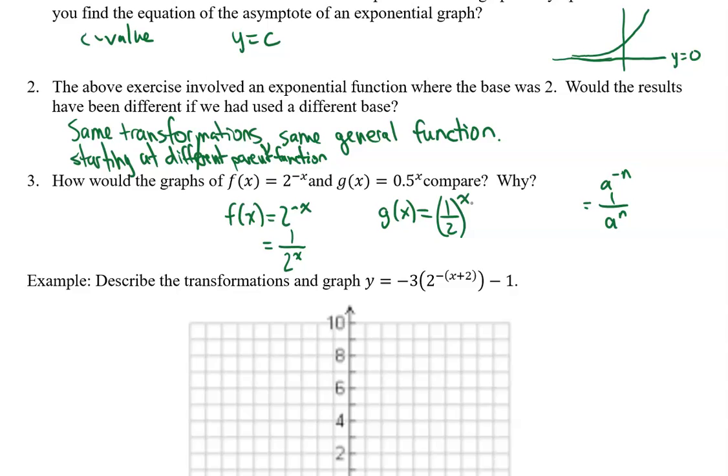Well, how could I simplify that? I could bring the x into both of these. 1 to the power of anything is 1. And then we have 2 to the power of x in the denominator. These are both the same. They look different, but they're both the same. They simplify using the exponent rules to the same thing.